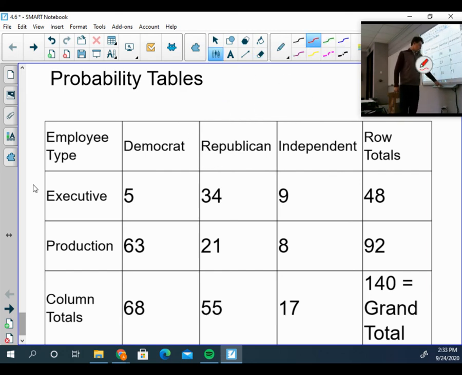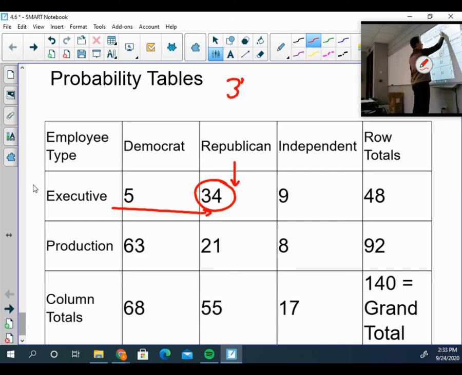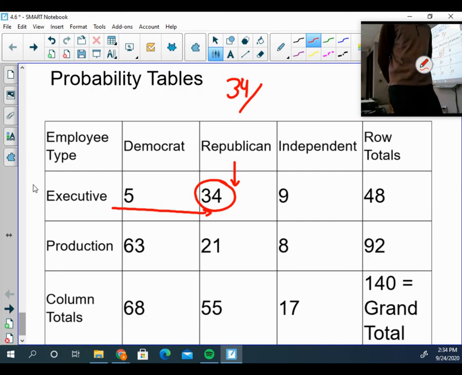Now let's get a little trickier. What's the probability someone's a Republican executive given that we're only choosing out of all the Republicans? Well, you already know there are 34, you've gotten pretty good at this, there are 34 Republican executives. But I said I want to choose only out of the Republicans. So you could have seen it phrased as, what's the probability someone's an executive given they are a Republican?